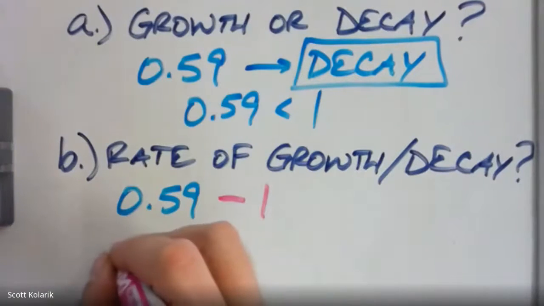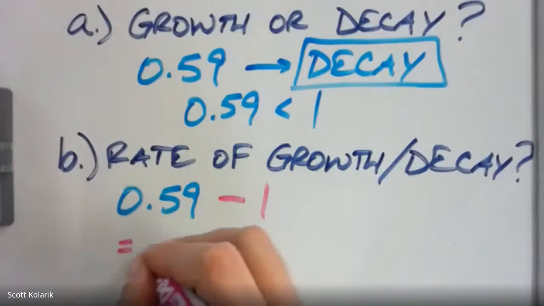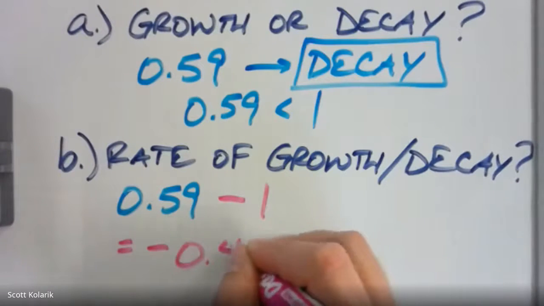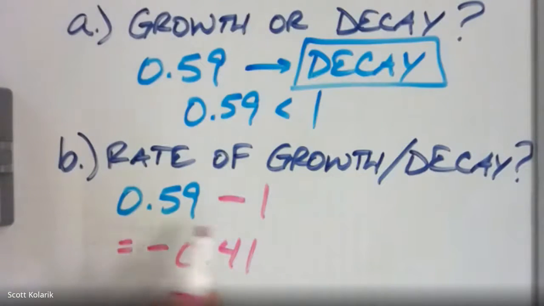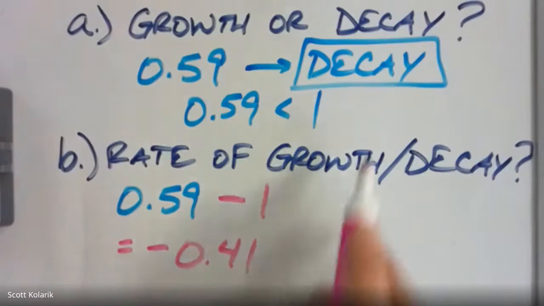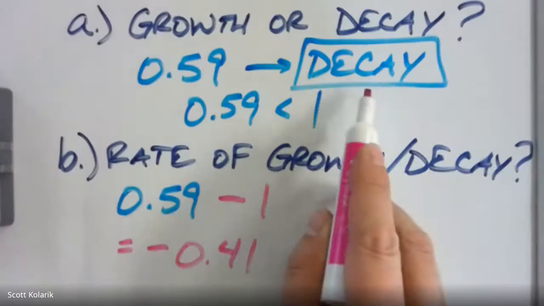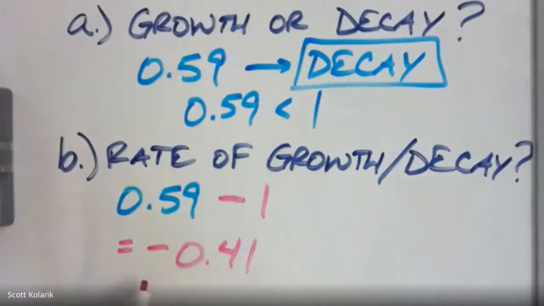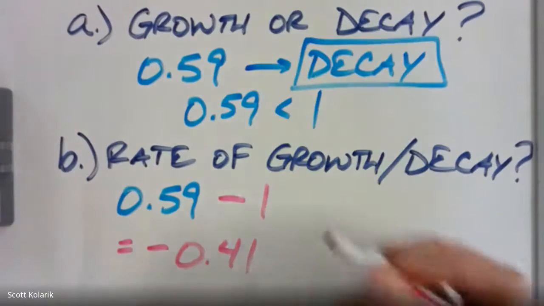Subtract 1. In this case, when I do that, I get the following value, negative 0.41. Makes sense because when I subtract 1 from something that's not quite 1, I get a negative. For the record, this negative just confirms the fact that this was, in fact, decaying. It is getting smaller every time. But how do I convert this into a percent?